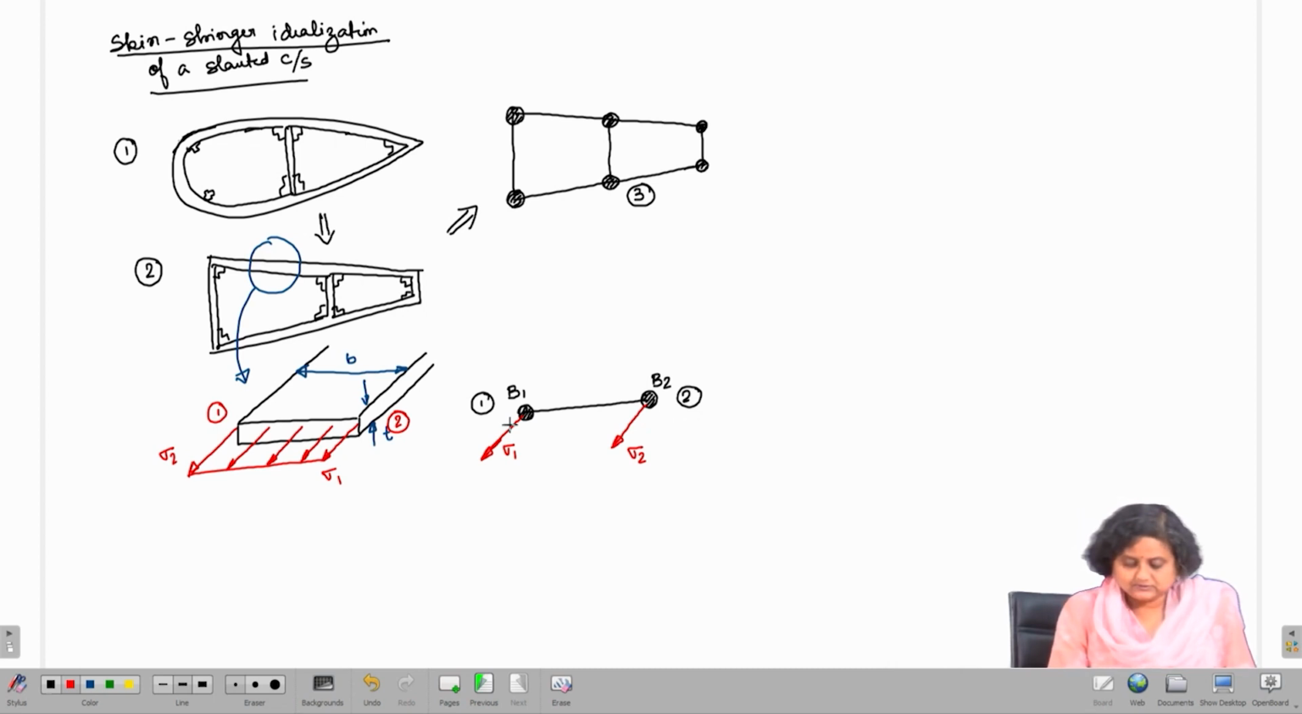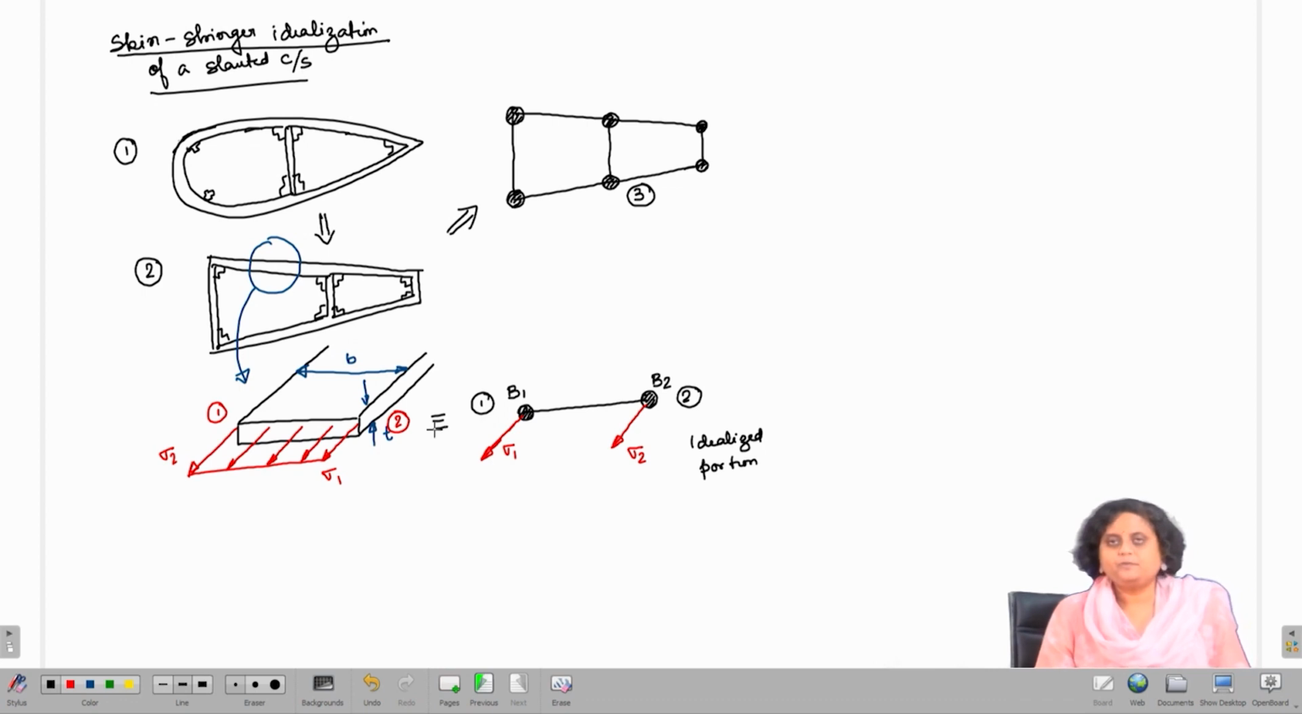So, this is the idealized cross portion of the entire cross section. So, these two need to be equivalent, and we need to find out what would be the areas B1 and B2 such that we have the same stress distribution sigma 1 and sigma 2.